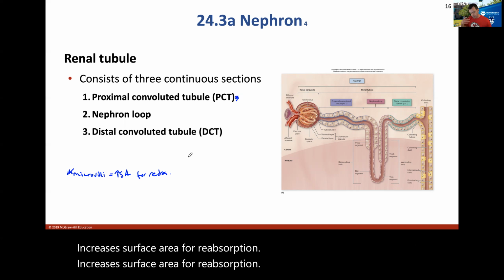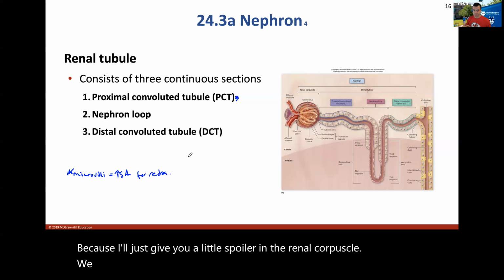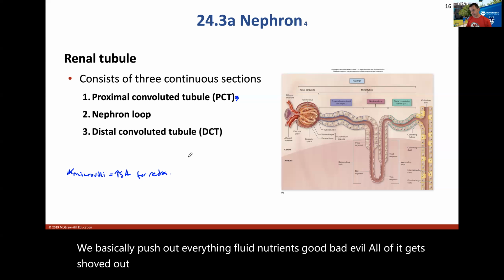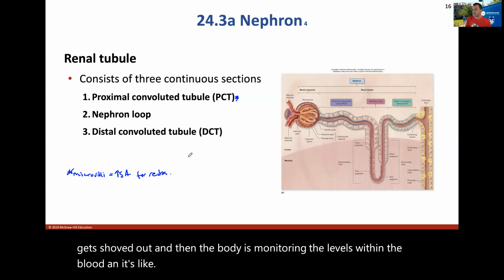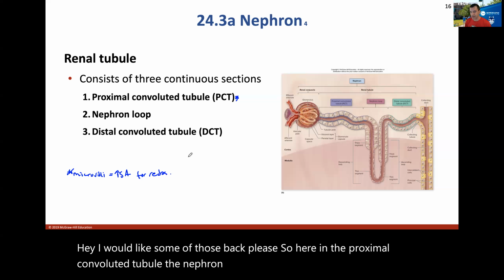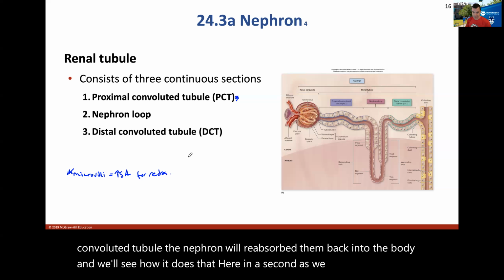Because I'll just give you a little spoiler. In the renal corpuscle, we basically push out everything. Fluid, nutrients, good, bad, evil, all of it gets shoved out. And then the body is monitoring the levels within the blood, and it's like, hey, I would like some of those back, please. So here in the proximal convoluted tubule, the nephron will reabsorb them back into the body, and we'll see how it does that here in a second as we lay over the blood vessels associated with these areas.